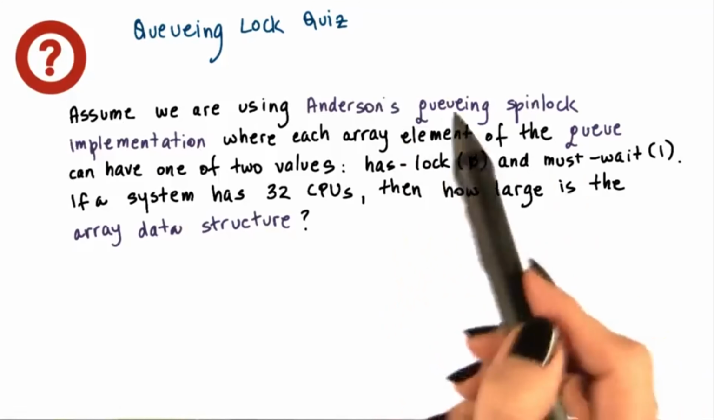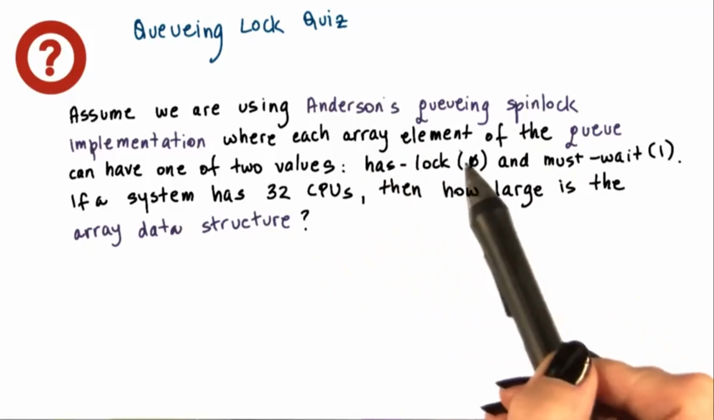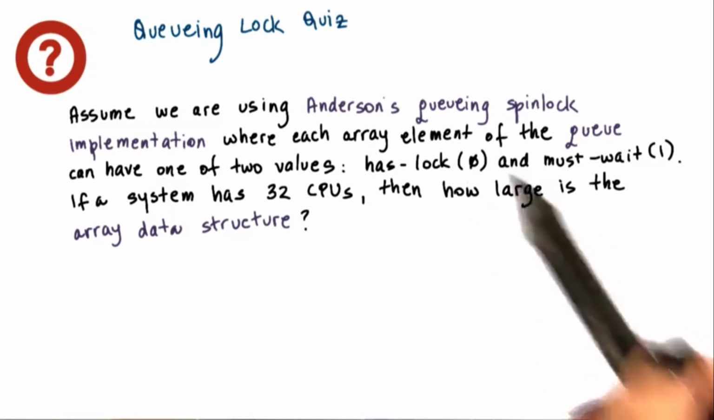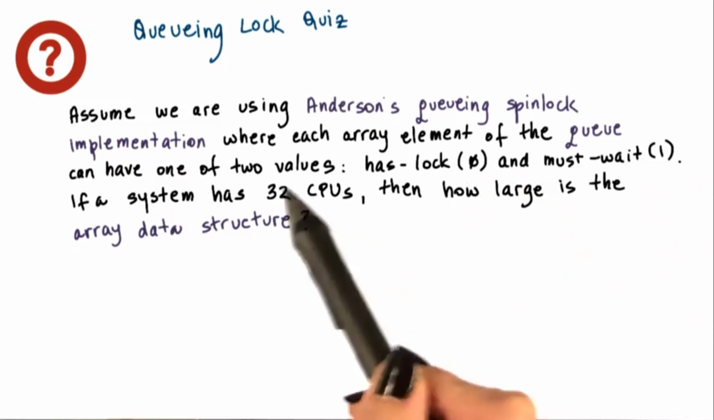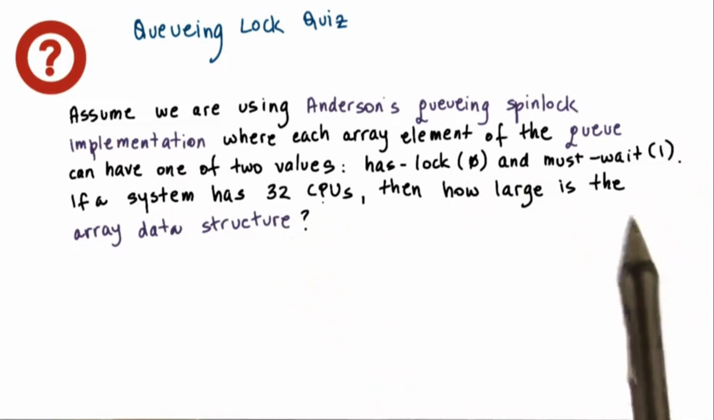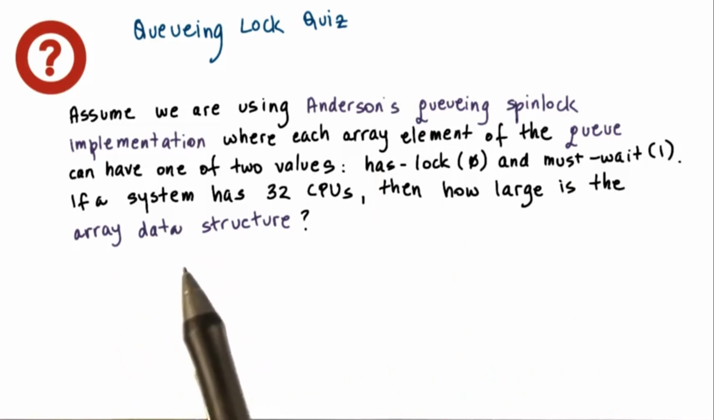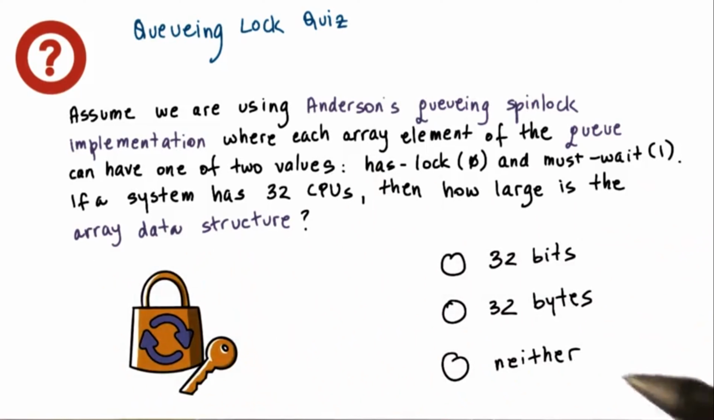Assume we are using the Anderson queuing Spinlock implementation, where each array element can have one of two values, has lock, and let's say that's 0, or must wait, let's say we use 1 for that. Now, if a system has 32 CPUs, how large is the array data structure that's used in the queuing Spinlock? Your choices are 32 bits, 32 bytes, or neither. Choose the correct answer. The correct answer is neither.